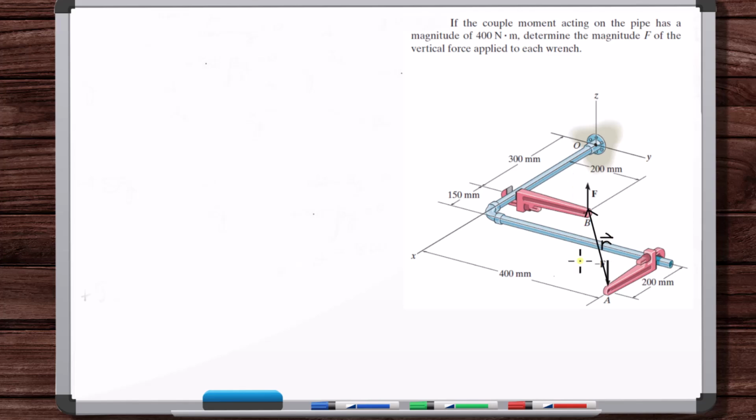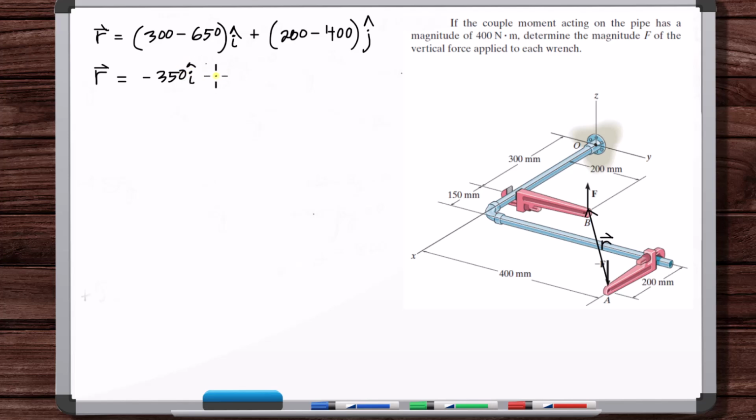So this is R. Let's get the position vector R. RAB: XB is 300 minus XA, 300 plus 200 plus 150, 650. Then YB is 200, and YA is 400. And there is no component in the Z. Going from A to B, we don't go up or down. So R is minus 350i minus 200j.